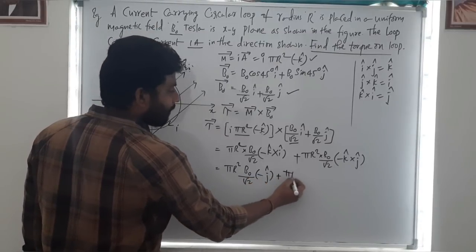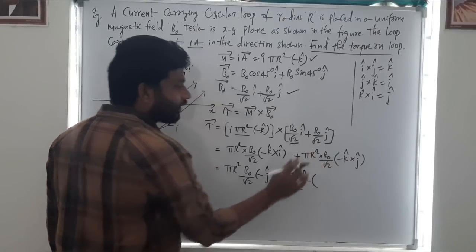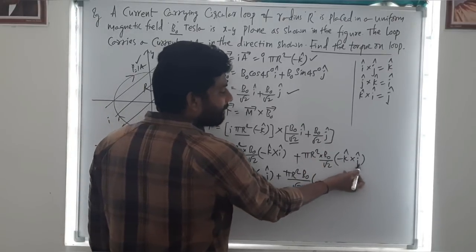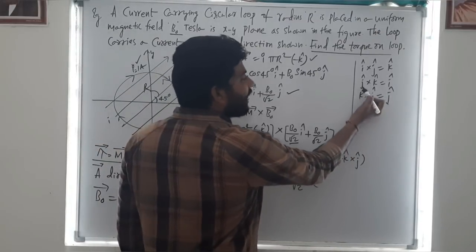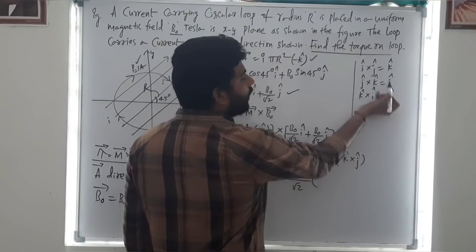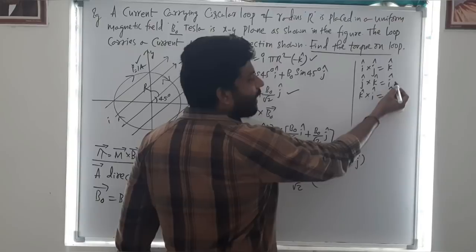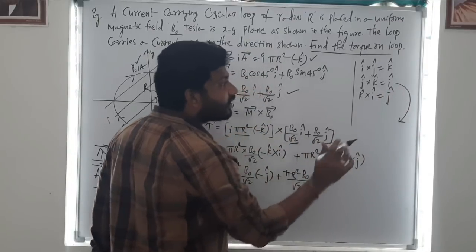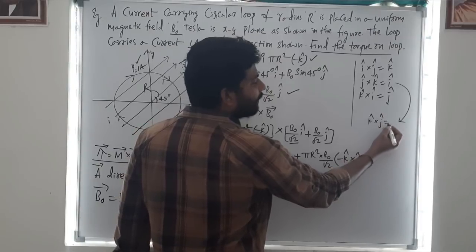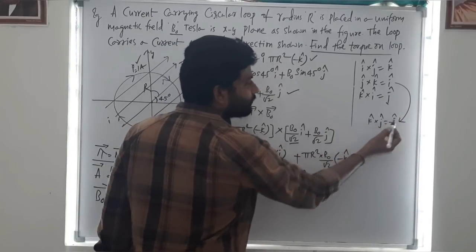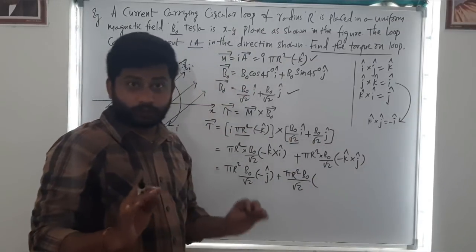Plus same pi r square B naught by root 2 into what is this? Minus k cap cross j cap. Carefully see. Generally j cap cross k cap is what? I cap. Look here. J cap cross k cap is I cap. What we need is the reverse of it. K cap cross j cap is minus I cap. Just the reverse of it. I hope you are getting it.